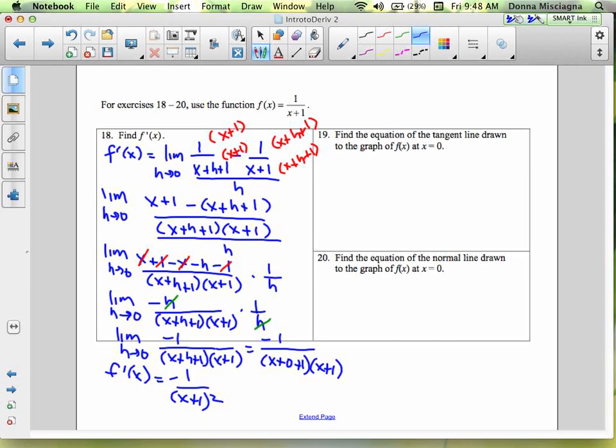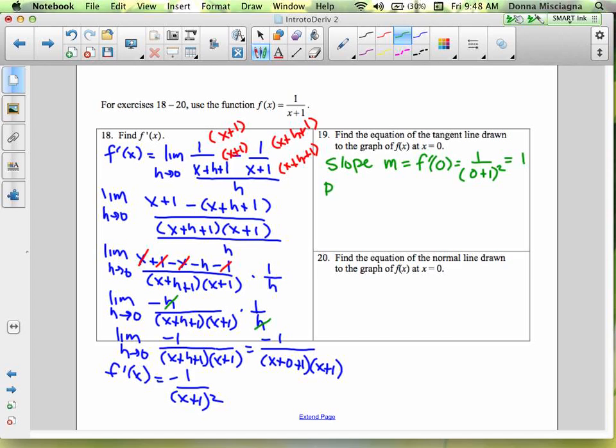All right, so now let's write the equation of the tangent line drawn to the graph of f of x at x equals 0. We need two things to write the equation of a tangent line. We need the slope and we need a point. So to find the slope, we're going to plug into the derivative at 0. So f prime of 0 is negative 1 divided by 0 plus 1 squared. Well, that's going to be negative 1 over 1, and that's just negative 1. Right? So the slope is negative 1.